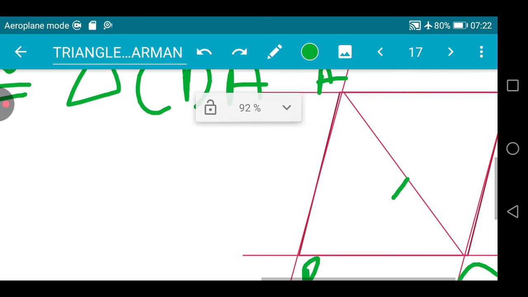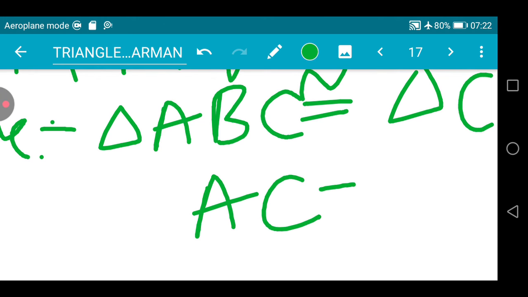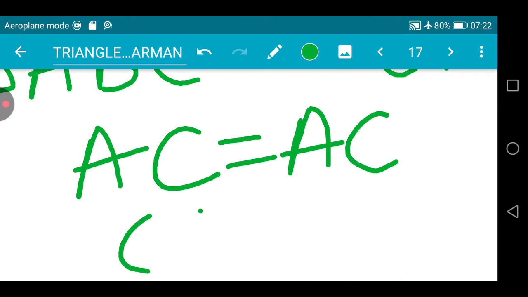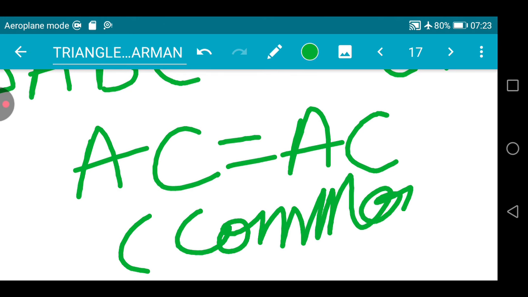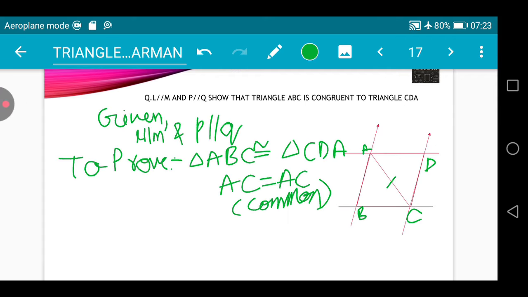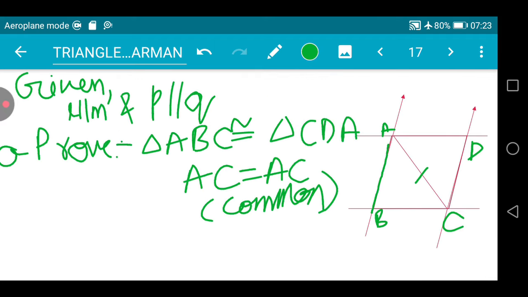Before that, we will see that AC is common. So the AC side will be equal. AC will be equal to AC. What is there? It is common. AC will be equal to AC, that is common. And this angle will be equal to this angle.